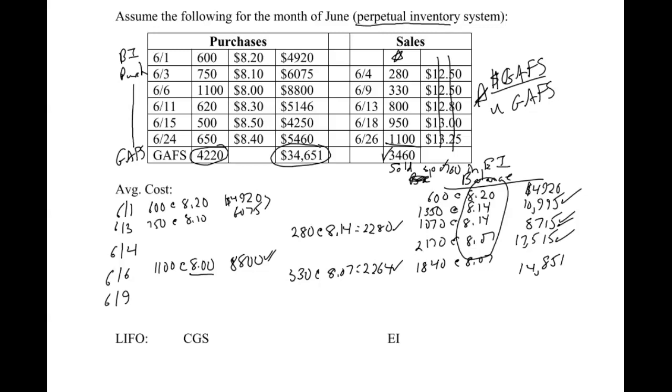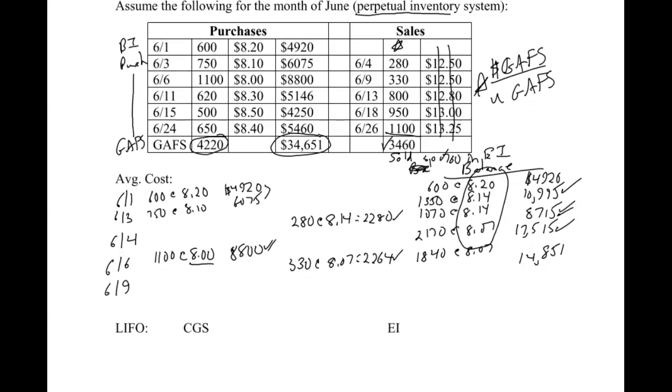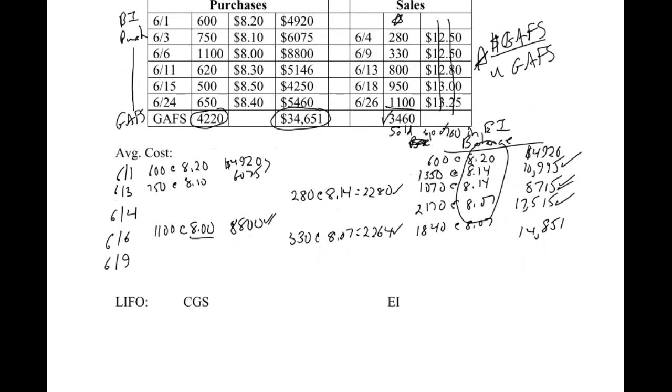All right, so let's switch gears now, and let's do LIFO. All right, so LIFO, remember, is last in, first out. So we're still trying to account for the 3,460 units that were sold, and the ending inventory is going to be the 760 units that are still left. All right, but what we're trying to do is put a dollar value on those.